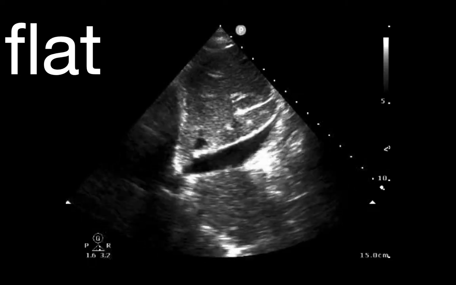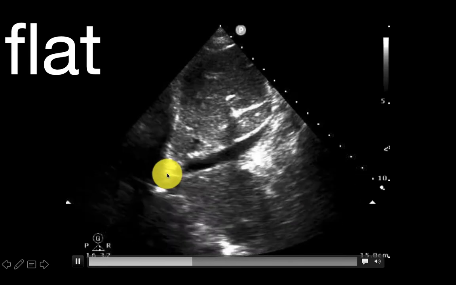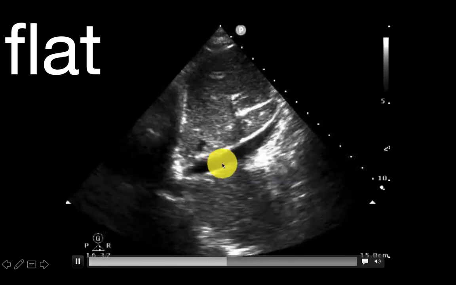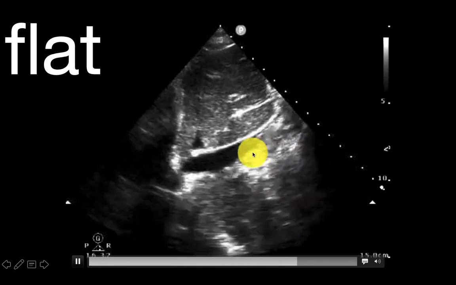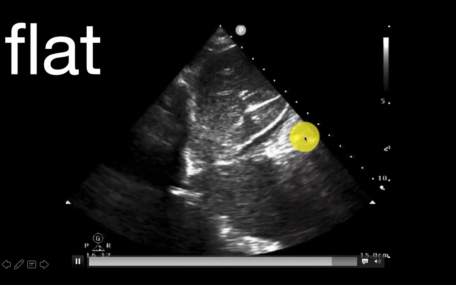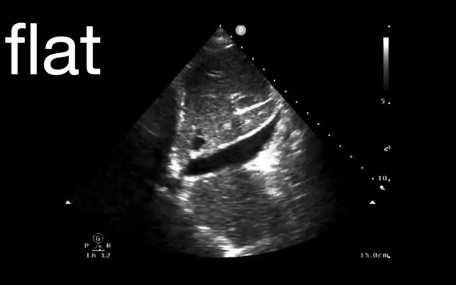Here's an example of a flat IVC. Again, I want my eye about 2 centimeters from where the IVC enters the right atrium, so somewhere around here. And what I'm seeing here is with every inspiration, every breath, I'm seeing the walls of the IVC come to a near complete close. That is a flat IVC.